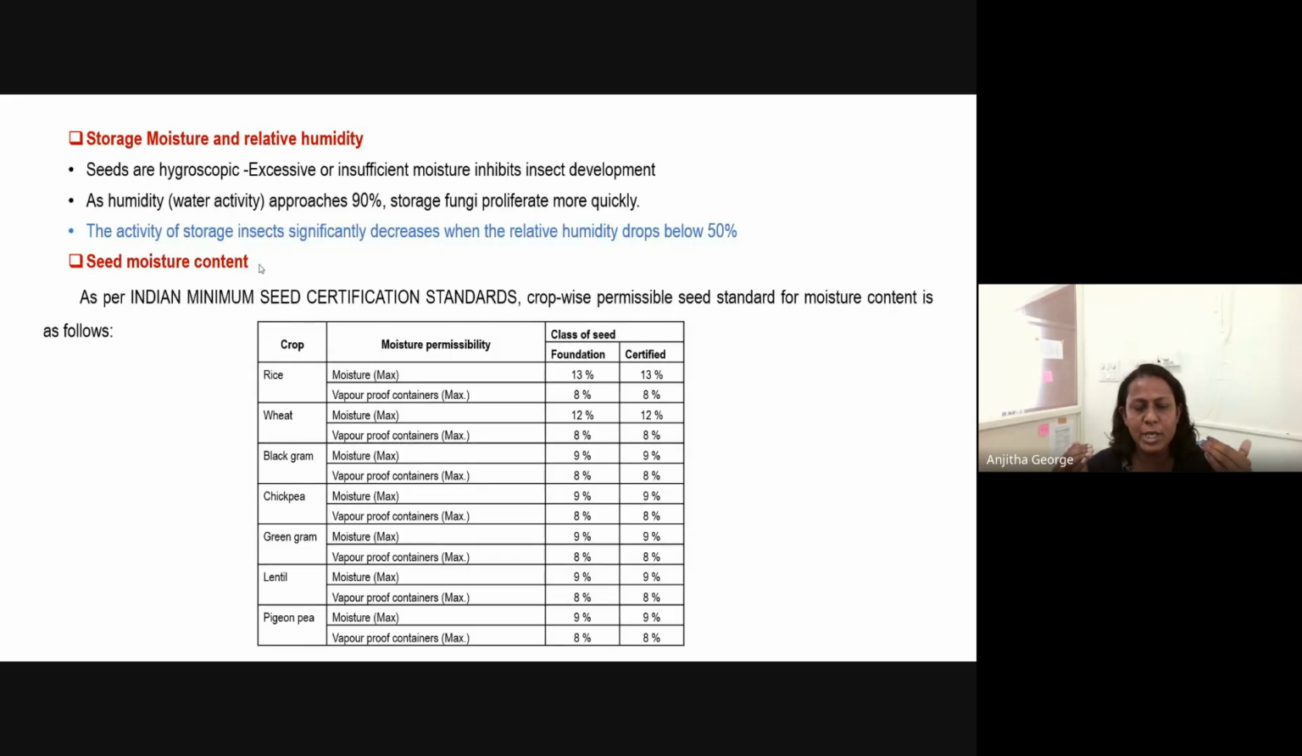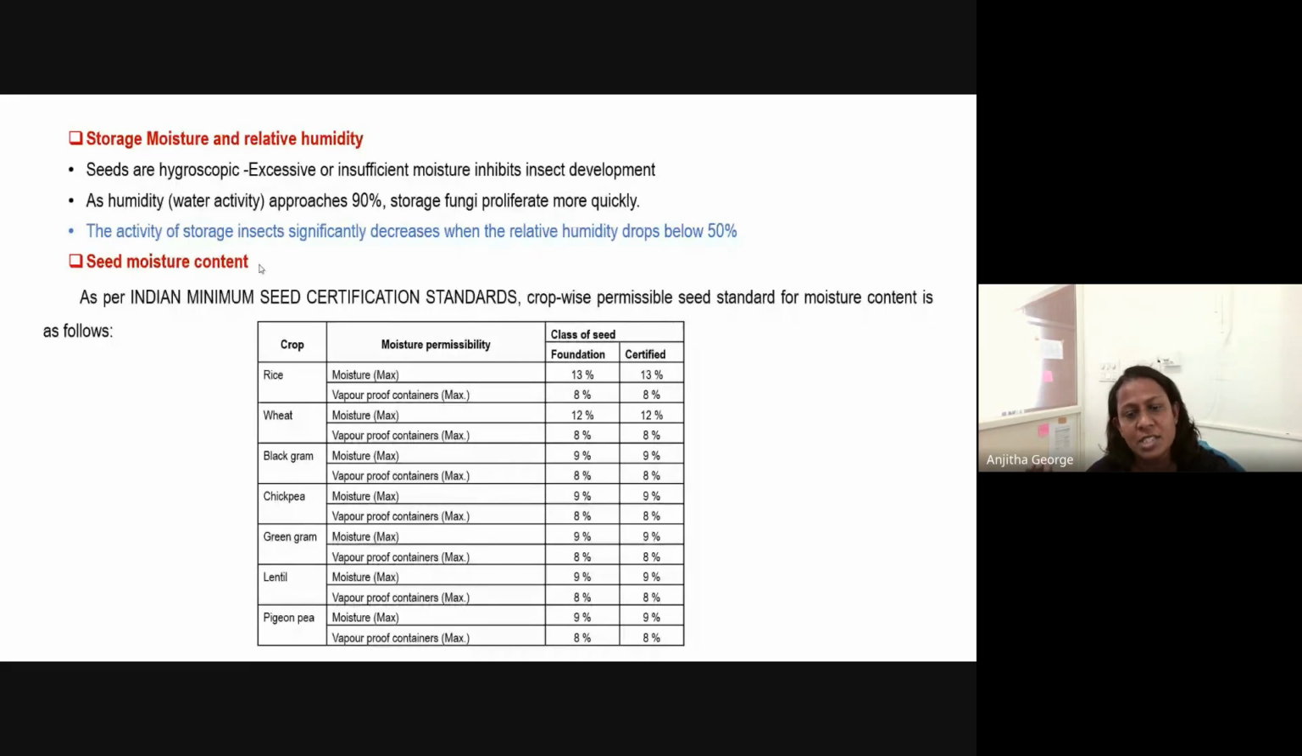So when you compare the cereals as well as the pulses, there is a slight difference in the seed moisture content level you have to keep. Mostly for the cereals, the seed moisture content can be up to 12%. So mostly between 10 to 12%, you should bring down the moisture content.